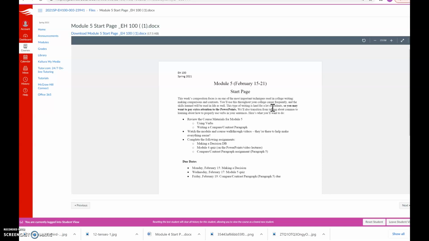So what you're going to want to do is review the course materials for Module 5. You have two sets of PowerPoints this week, but they're a little bit longer. One is on using verbs, and the other is on writing a compare-contrast paragraph. Watch the module and course walkthrough videos and the video lectures that go into more detail than what's in the PowerPoints. You'll also complete 3 assignments: the making a decision discussion board, the Module 4 quiz, and the compare-contrast paragraph assignment, which is paragraph 5. Your due dates, as always: on Monday the discussion board is due, on Wednesday the quiz is due, and on Friday the paragraph is due.